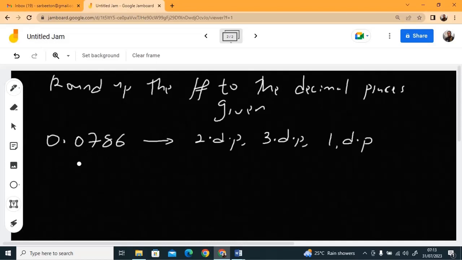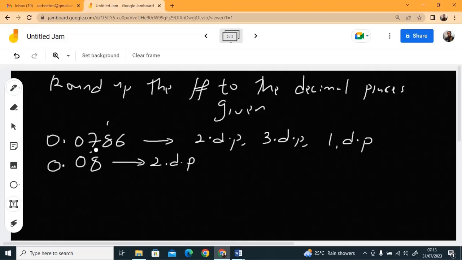So in this one, your final answer for 2 decimal places will be 0. What are the numbers? 0 is 1, 7 is 2, you stop here. But now, I told you earlier, you check the next number. Is it up to 5? It is 8. So you make it 1. You make this 8 to be 1. You now add it to this 7, making 8. So your answer here is 0.08. That is 2 decimal places.